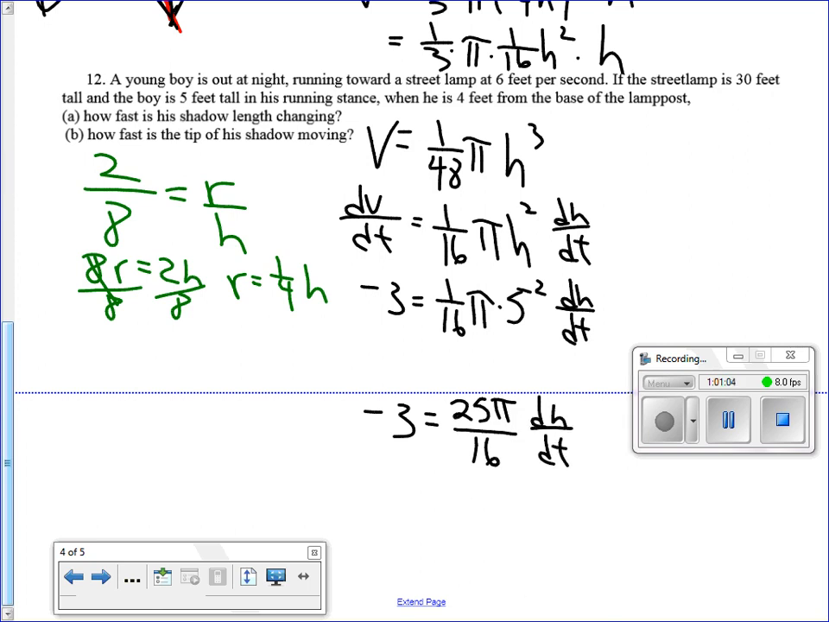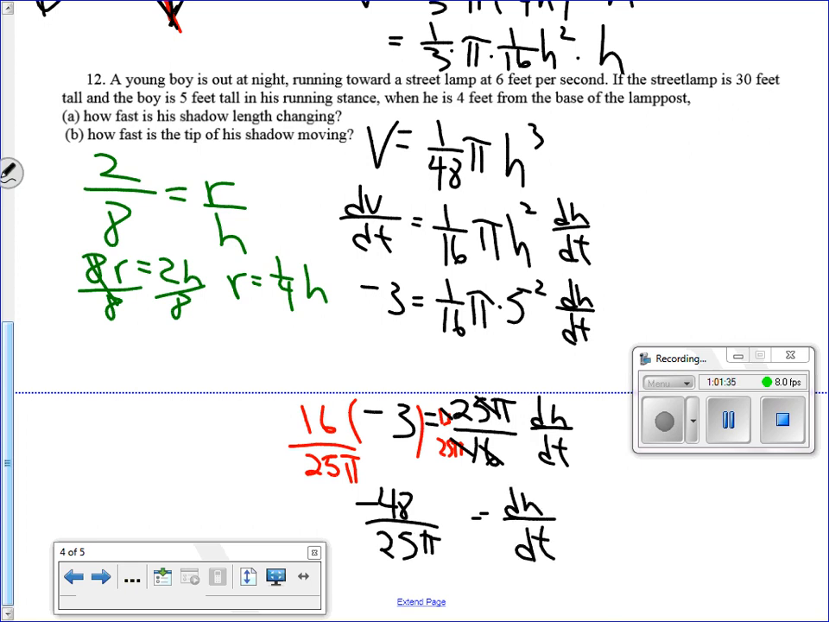So what I'll do is multiply each side by the reciprocal, 16 over 25 pi. Doing the same thing to each side, because that'll get rid of all that. Give me dh dt. So I would have -48 over 25 pi for dh dt. And putting some units in there, h is a height, it's a length in this case, it's measured in feet. Time is measured in seconds.